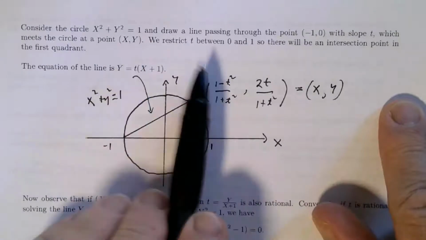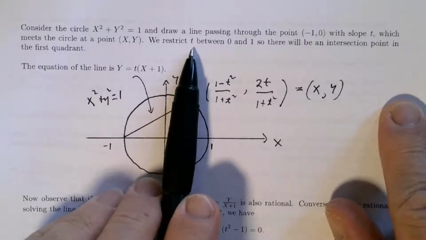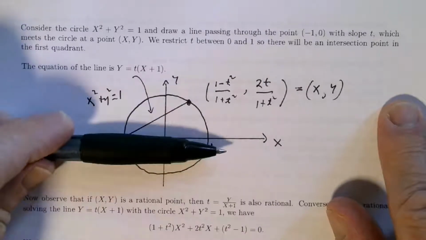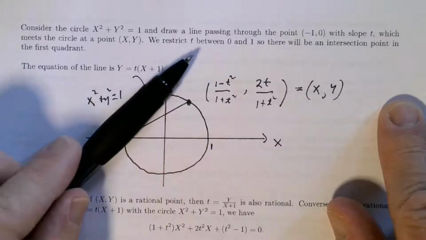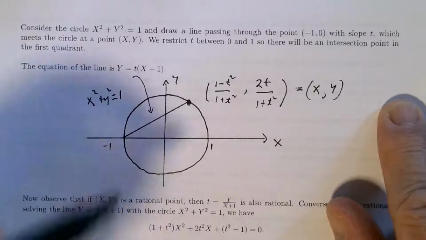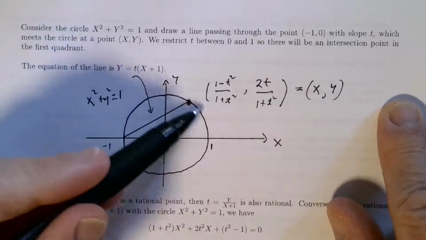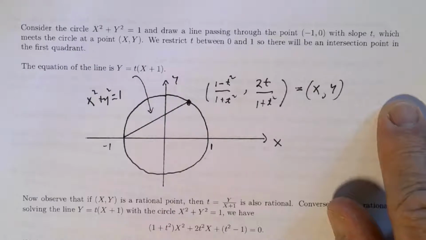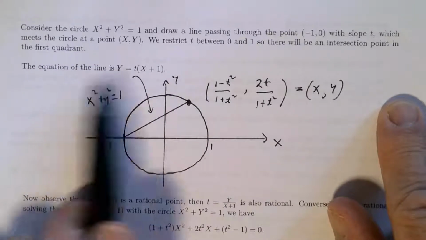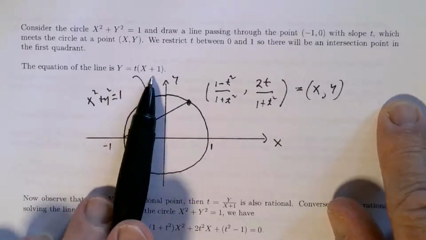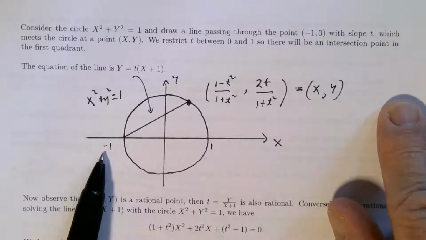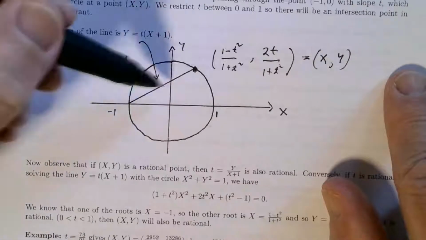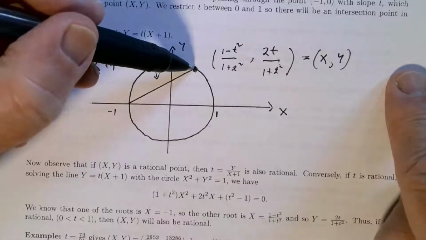Now I'm going to restrict t to be a rational number between 0 and 1. So if it's 0, the line will be there, and if it's 1, the line will be there. So this line is going to intersect the circle at points in the first quadrant. Now it's easy to get the equation of the line. It's trivial. It's t times (x plus 1), which you can see immediately from here. And I want to find where this line cuts the circle.